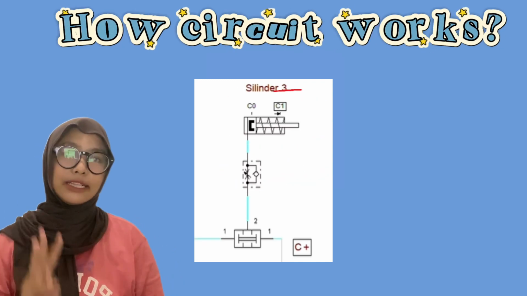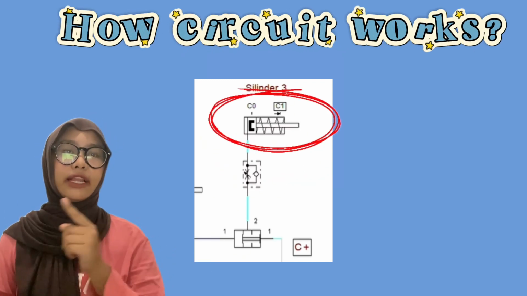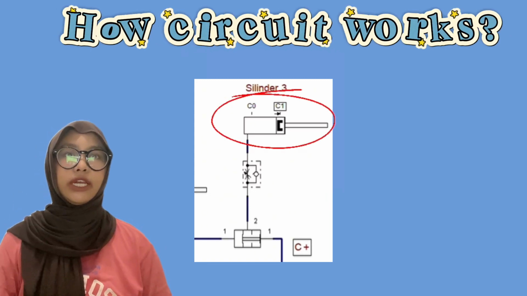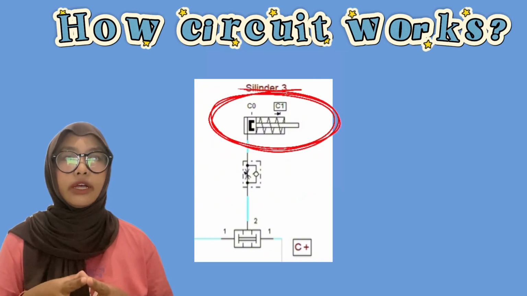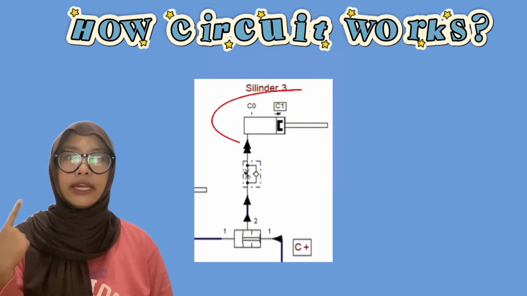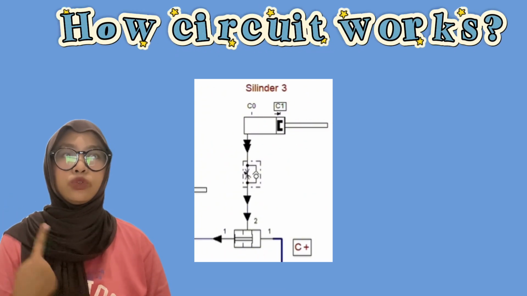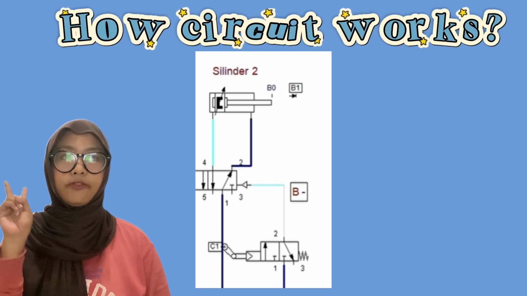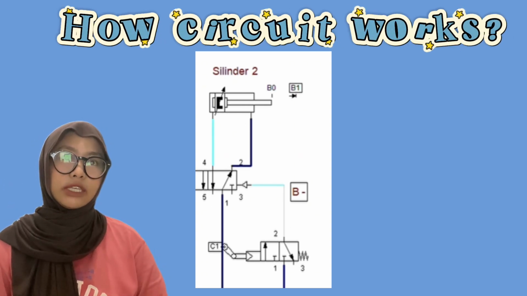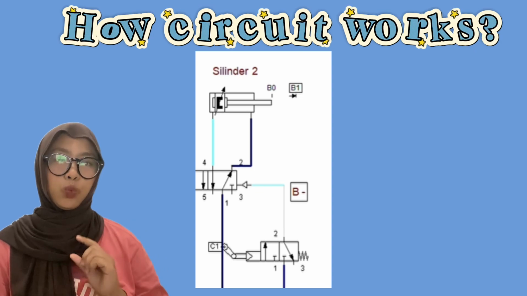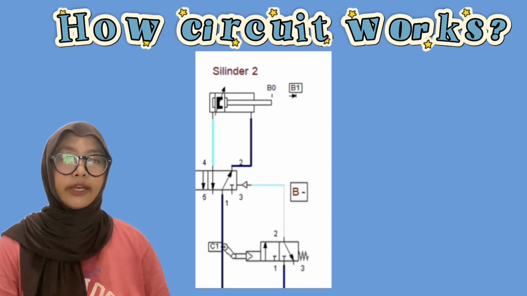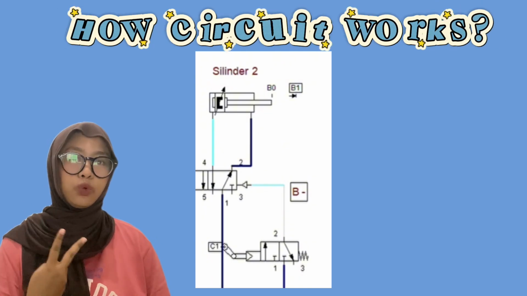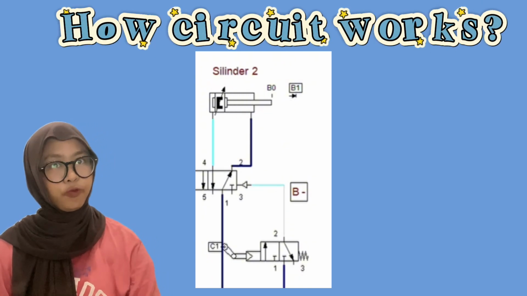When cylinder 3 moves forward and the piston touches the C1 roller, it activates the control valve to return cylinder 2 to the reverse position. This is a B minus condition, because cylinder 2 is going to move backward.